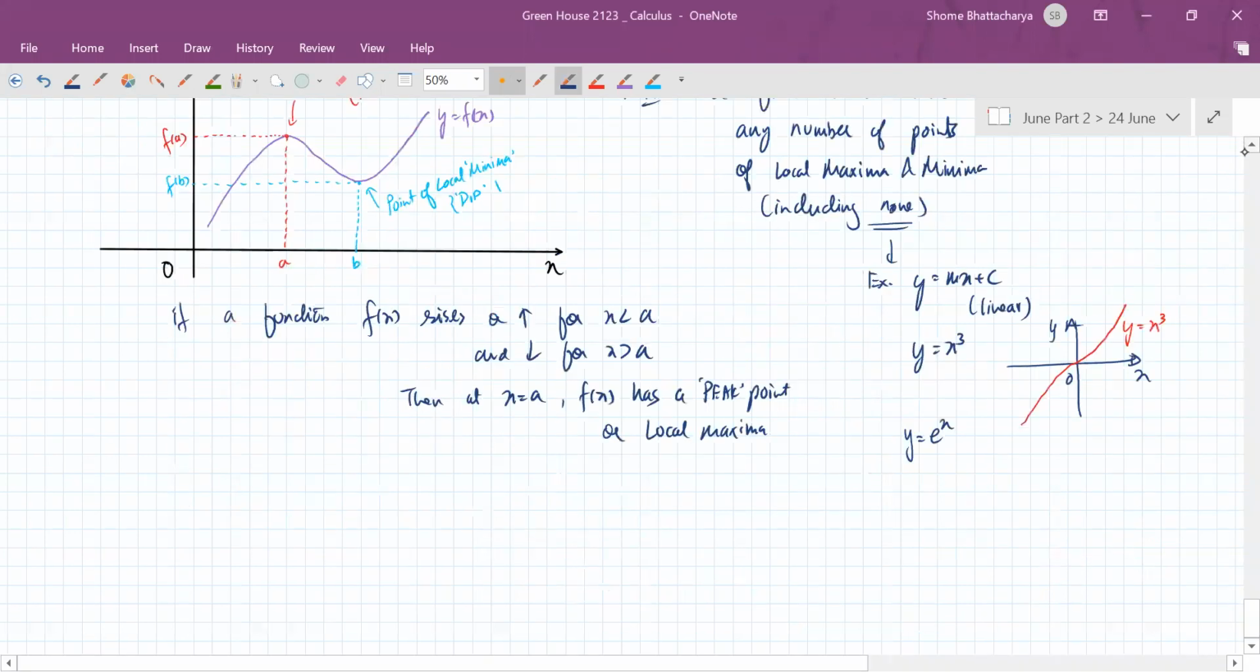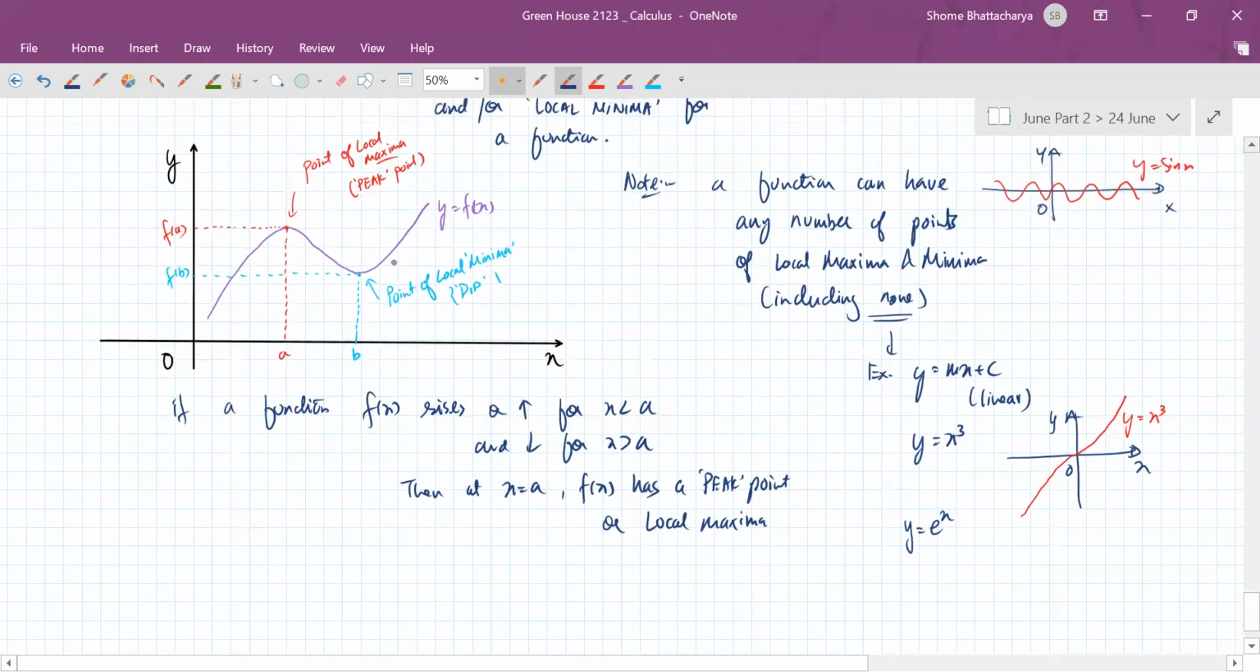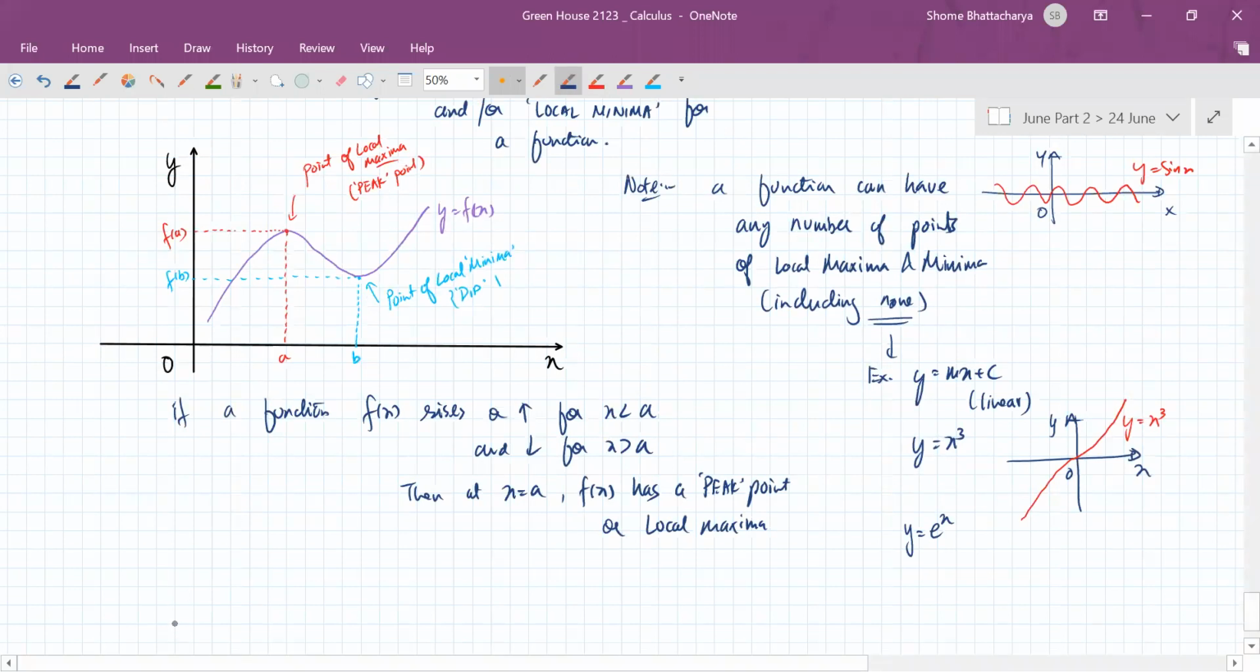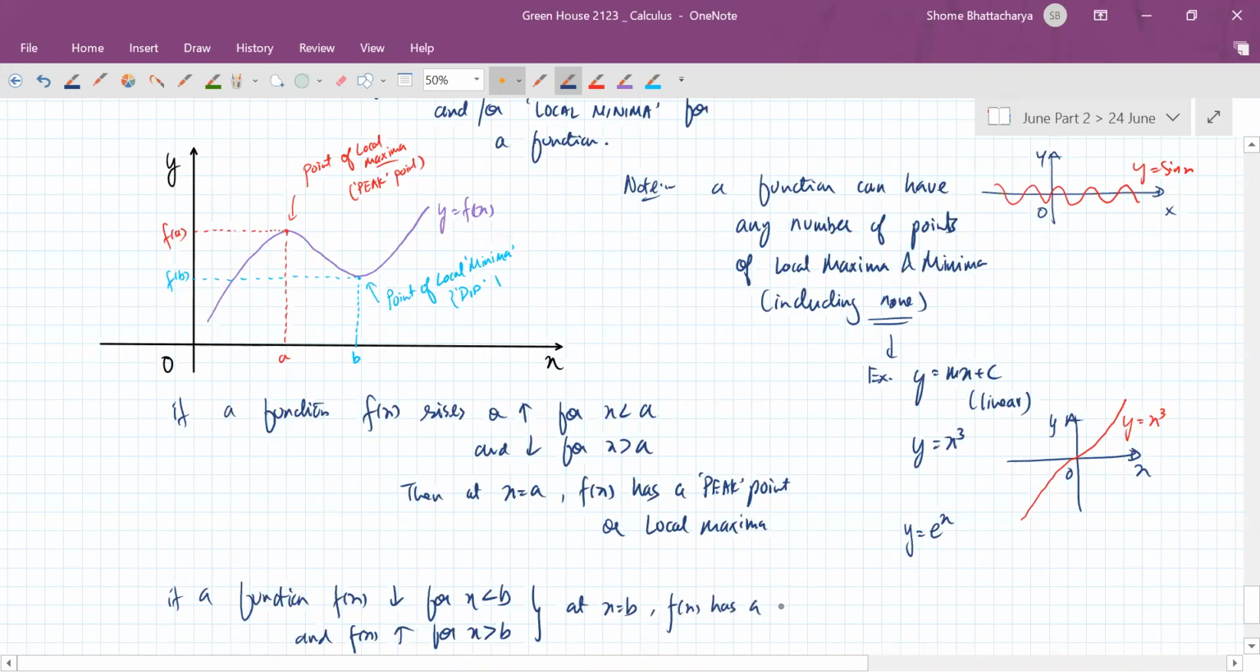Okay, so similarly, let's write the definition of a point of local minimum. So for example, above you can see is the point B on the graph. So if a function f(x) decreases for x less than b and increases for x greater than b. So at x equal to b, the function has a dip point. That point is called local minimum.